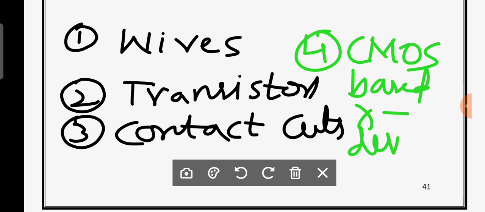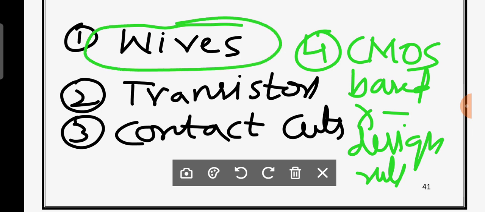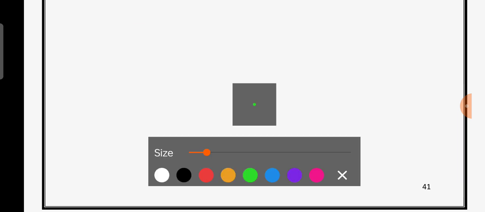I hope you are clear. That is a very important thing you have to remember. In this class we will focus on the design rules of wire. Later we will talk about the transistors, contact cuts, and CMOS based lambda design rules. Is it clear? Now first of all, I am talking about the design rules of wires. Will you please tell me how many wires are there? You may call these wires as layers. How many layers are there?